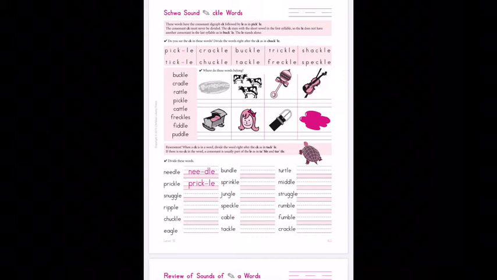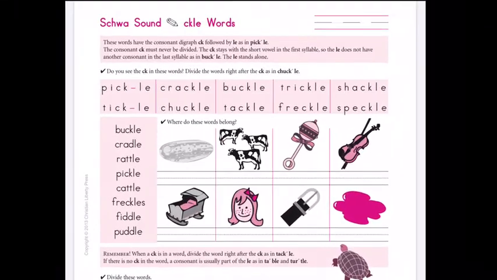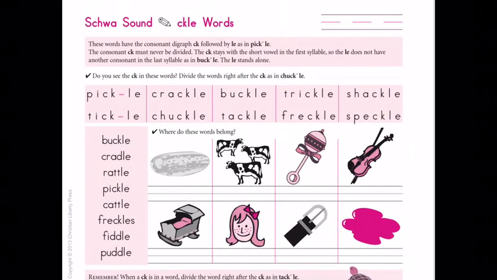Okay? So your instructions right here are just telling us how we are going to divide those words in the box. These words have the consonant digraph CK followed by LE, as in pickle. The consonant CK must never be divided. The CK stays with the short vowel in the first syllable. The LE does not have another consonant in the last syllable, as in buckle. The LE stands alone.